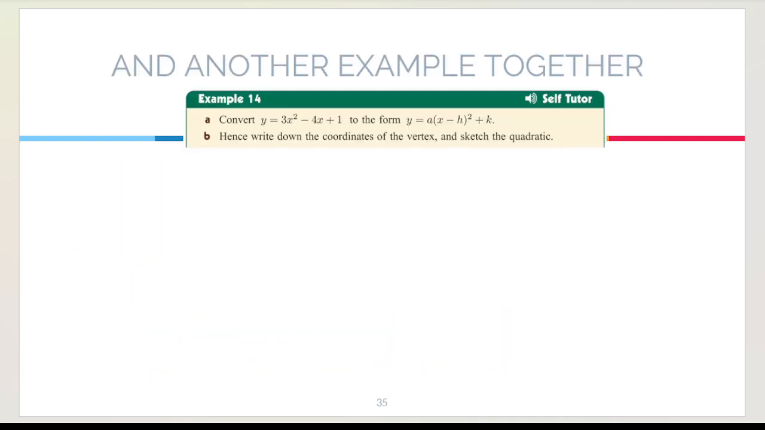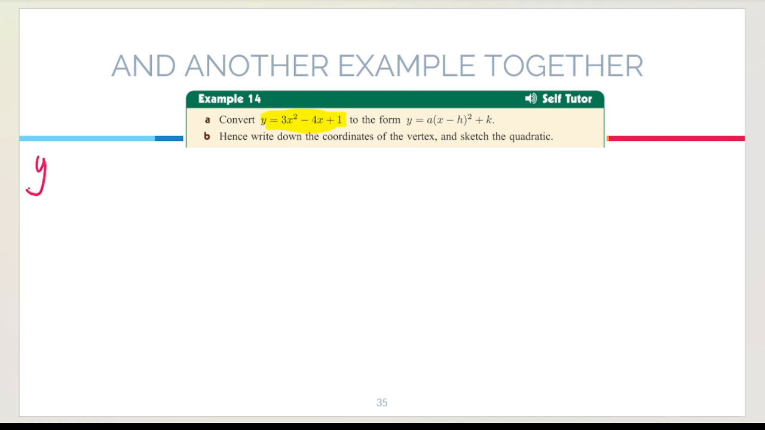We need to convert y equals 3x squared take 4x plus 1 into the form of y equals a(x take h) squared plus k. So converting it to vertex form. And then it wants us to write down the coordinates of the vertex and sketch it. So basically everything we just did.